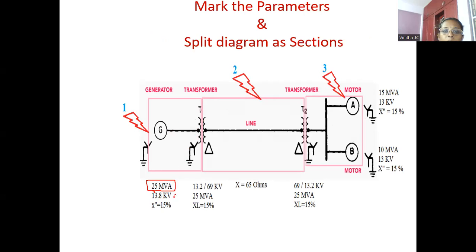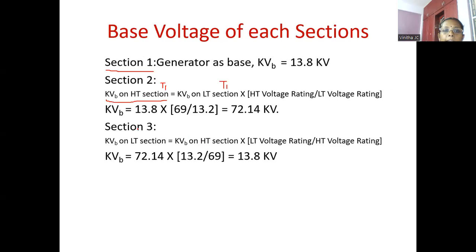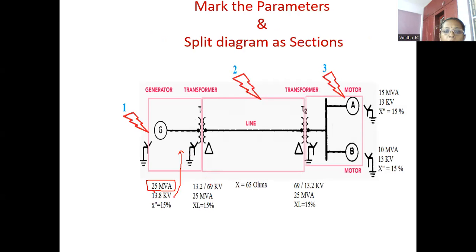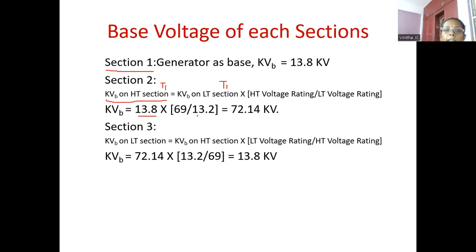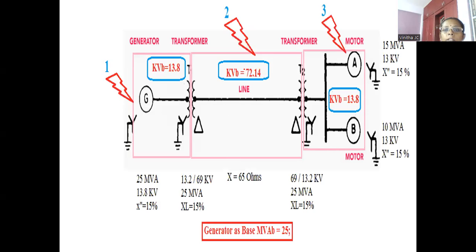For this section, KVB new is equal to 13.8. We need to substitute that 13.8 here, then HT voltage rating divided by LT voltage rating. What is the HT voltage rating for transformer T1? It is 69 and the LT voltage is 13.2 kV. So 13.8 into 69 divided by 13.2 kV. If you simplify, you'll get the answer as 72.14 kV. So for the second section, KVB new is equal to 72.14.